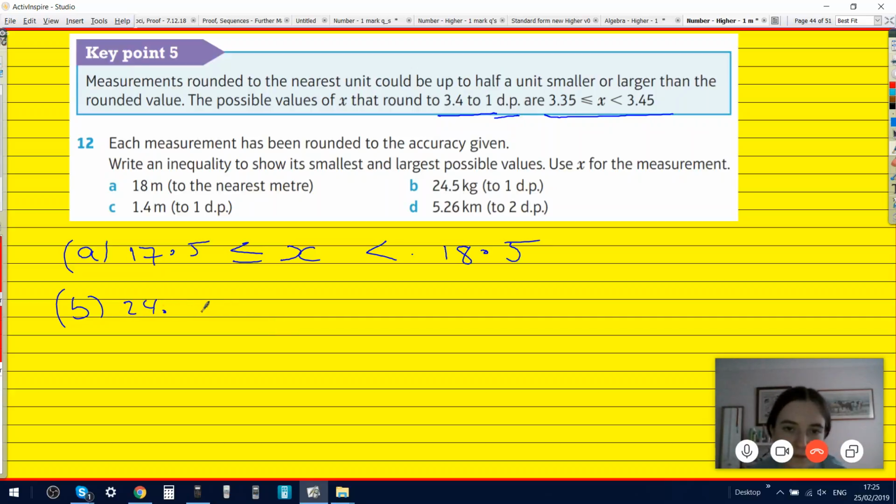B. 24.55, no, 0.45 to 24.55, and the same arrows. All right. Less than or equal to x is less than. C. No, we did one. D, last one.